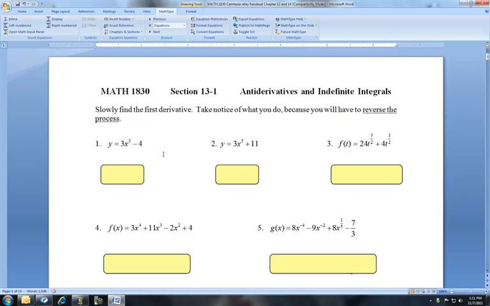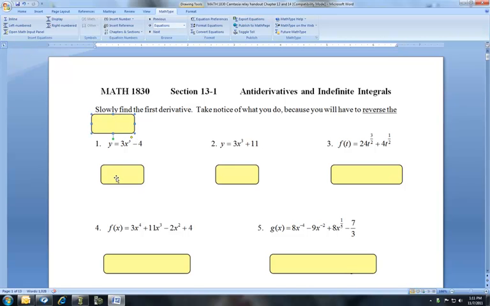So the way I like to approach this is a little bit different from the textbook, but it is more common sense. First thing we're going to do is take some derivatives, but slowly, because I need you to take notice of what you do, because you're going to have to reverse the process. Now, if you remember in these problems, I go exponent times coefficient, decrease power by 1, derivative of a constant is 0.